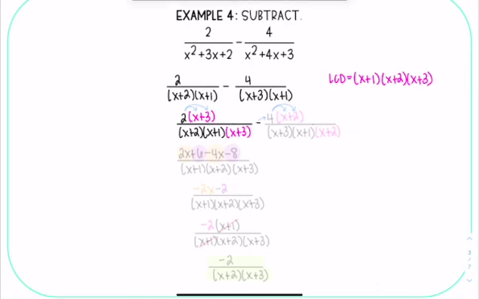And then we're going to do the same process with the second fraction. We have x plus 3 and x plus 1. And so the piece that I'm missing from the LCD is the x plus 2. And again, what I do to the bottom, I have to do to the top.